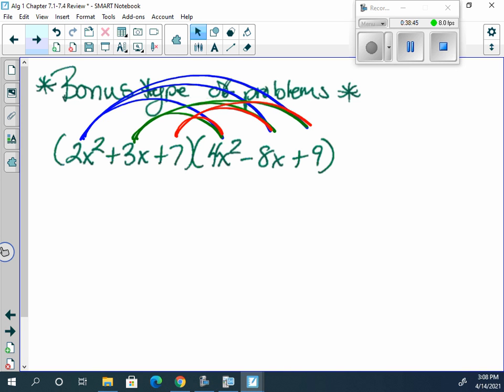I have a question. Yes. If you do that 2x squared times, say, that becomes, so the 2 times 8 would be 16, and the x squared times x would be x to the, and we'd have that there.